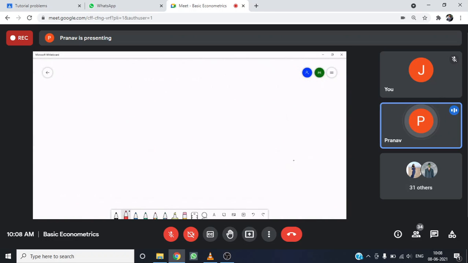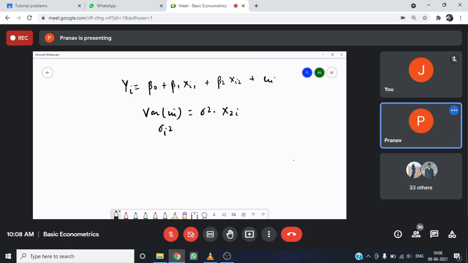Okay, so let me write what I have been saying. Suppose your original PRF is written, and let us assume that the variance of ui is, let's say, sigma squared times x2i. What it says is that your unequal variance, if you write it as sigma i squared, is proportional to this variable x2. This is what we assume.